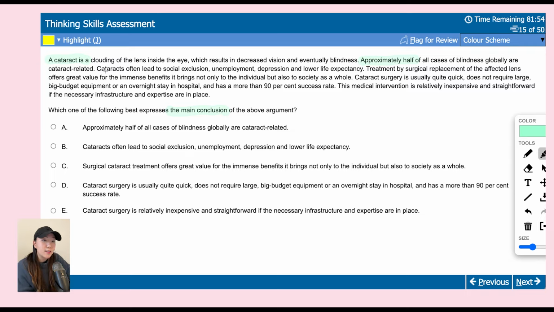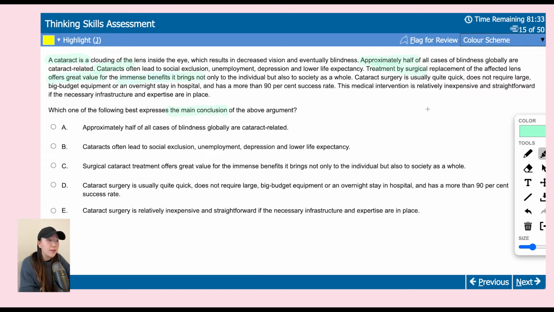So it's just a statistic. So we've set the scene now. We're talking about cataracts and how it relates to blindness. We then have the effects of cataracts, which is that it leads to a variety of negative social issues. And then we have that treatment by surgical replacement offers great value. So immediately we're into words like great value for the immense benefits it brings.